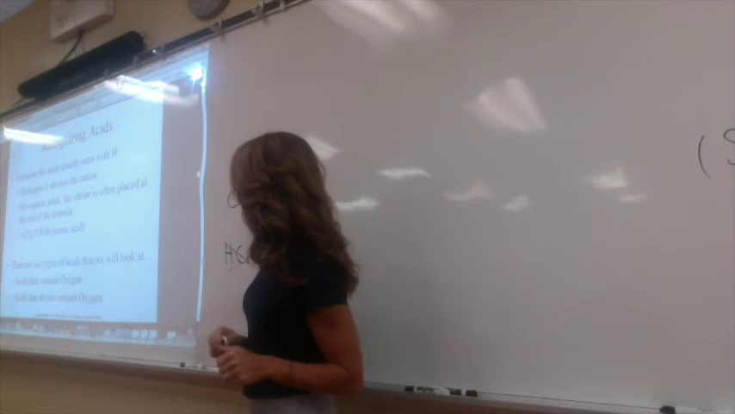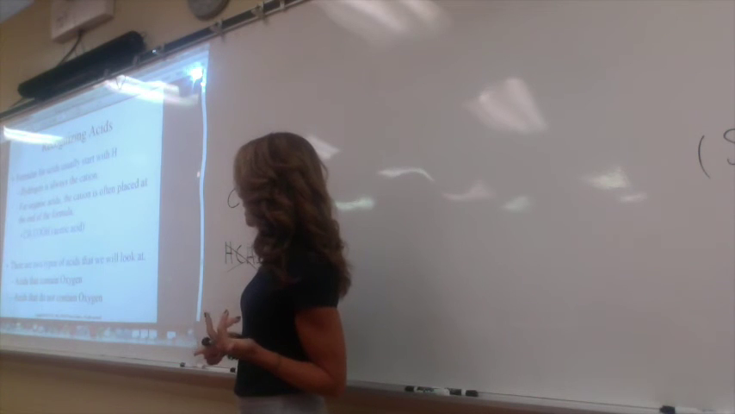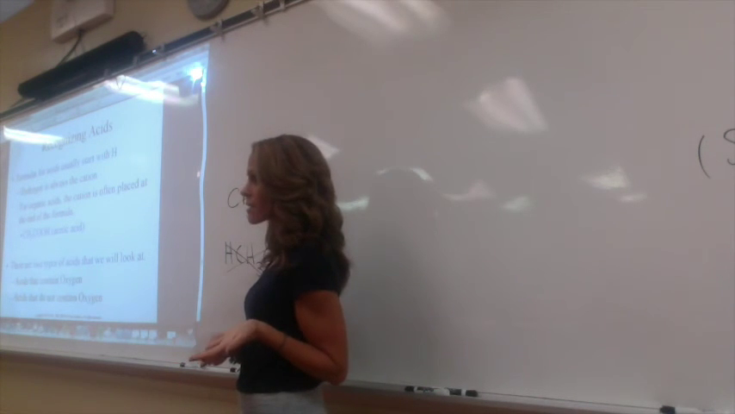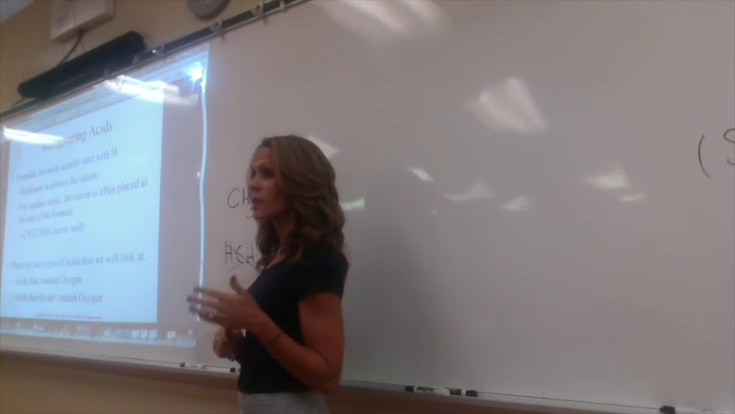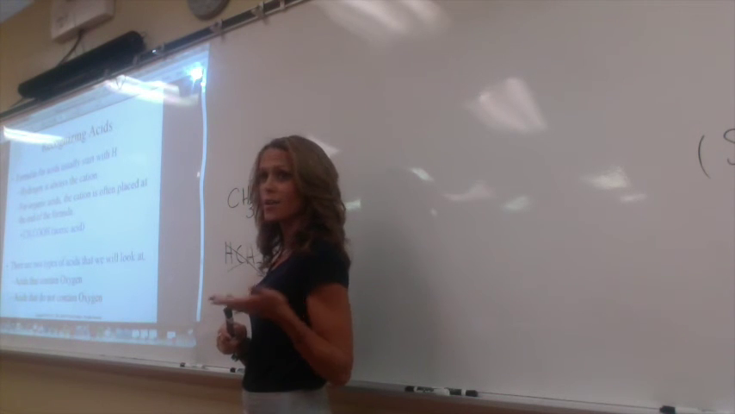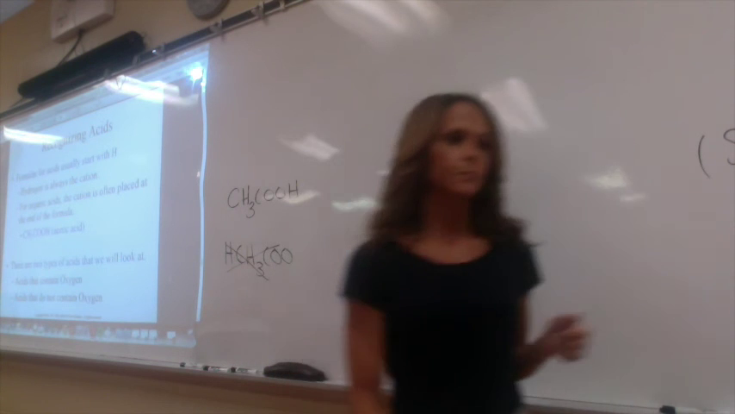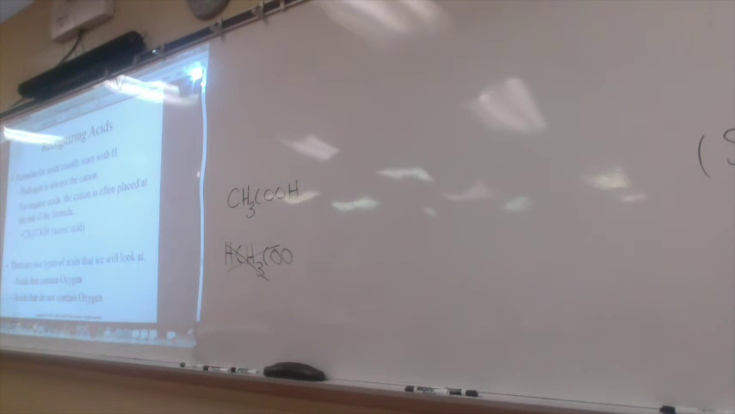And there are two types of acids that we will look at, acids that contain oxygen and acids that do not contain oxygen. Acids that contain oxygen we call oxo acids, because oxo meaning the oxygen. And we'll talk about these again with intermolecular forces later. So naming oxygen-containing acids. To name all the acids, you always look at the anion, because what's the cation always going to be?